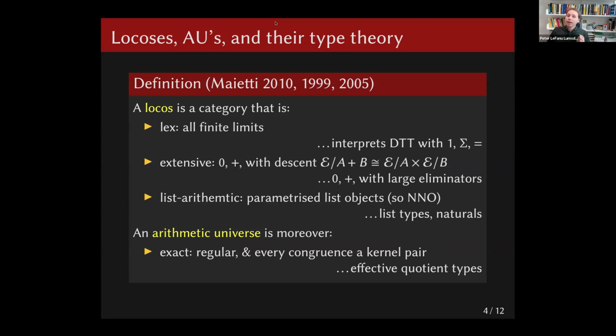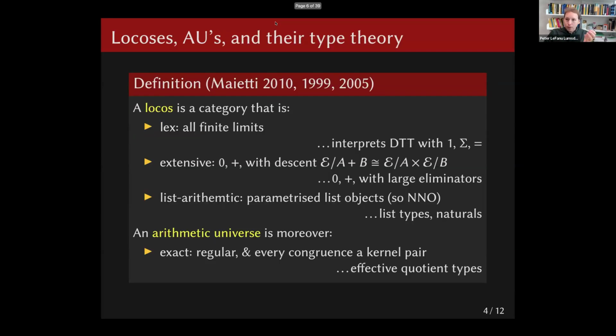And then, as one would, this bit more is more clearly set up to give it in the naming, the parameterized list objects and the natural numbers object correspond to list types and natural number type with the usual forms of eliminators. And then in an arithmetic universe, that adds effective quotient types, which one can also immediately get propositional truncation and other such things from.